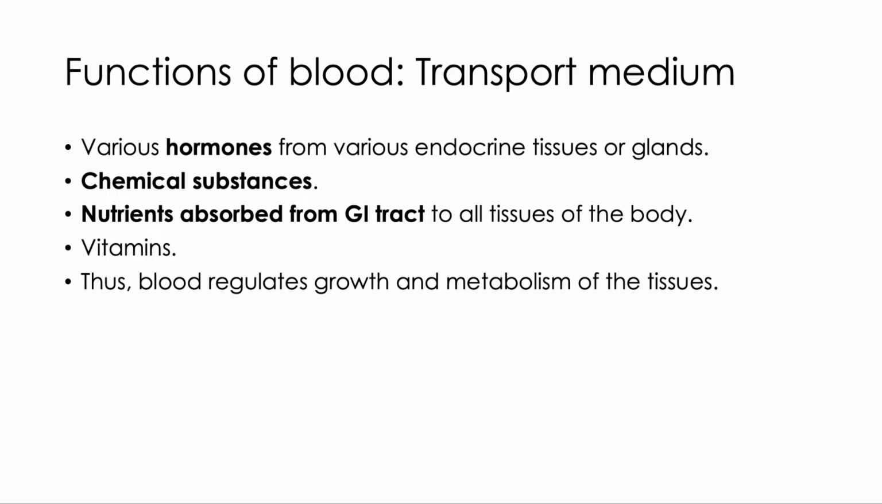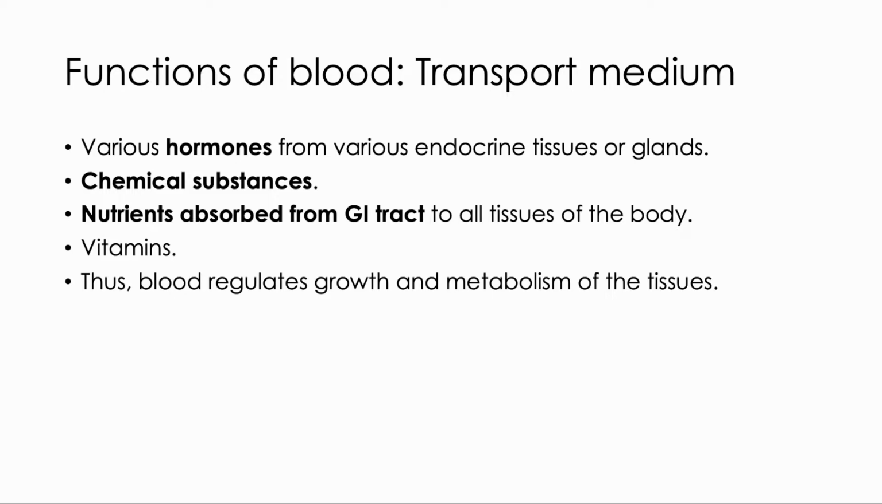Okay, so because of why? Because most of the hormones are actually from the endocrine glands, from the tissues, or from other glands, like the adrenal medulla. All of these hormones are circulating in the blood. That's why we say blood is serving as a transport medium. It also serves as a chemical substance transport system.